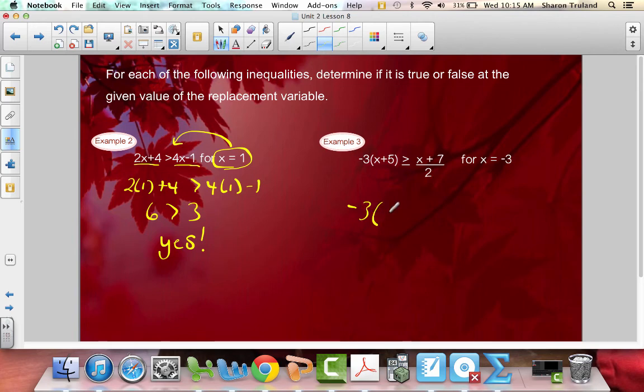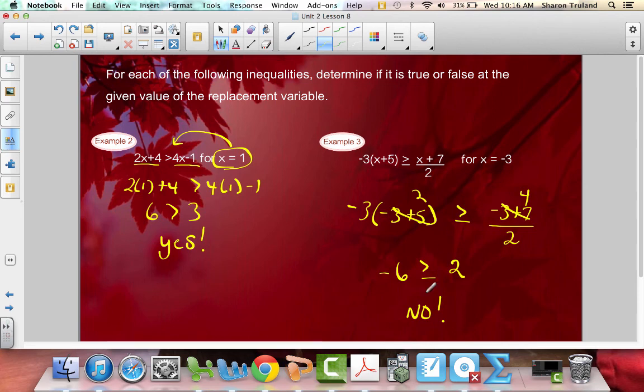All right, example 3. Negative 3, in for x, we put negative 3, greater than or equal to, wow, I have this obsession with greater thans in this lesson, negative 3 plus 7, that quantity gets divided by 2. Well, negative 3 plus 5 is 2. This is negative 6. Is that greater than or equal to 4 divided by 2, which is 2? No, it is not. So this is a false statement. This will not be true if we substitute x equals negative 3.